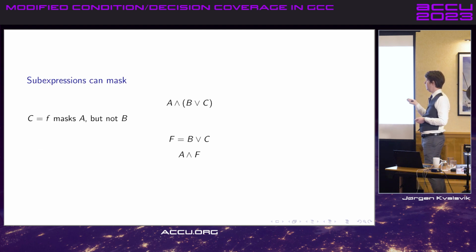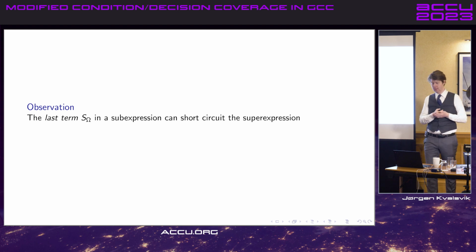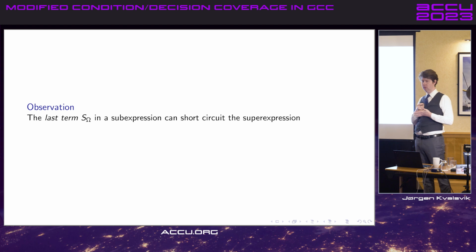Sub-expressions can mask. If C here is false, that implies in short-circuiting that also B is false because this is an OR. And that means that the right-hand side of A and B or C is false, and that would mask A, right? So this effect can happen. An observation there is that the last term, I dubbed it S omega for last, can short-circuit in the super expression.